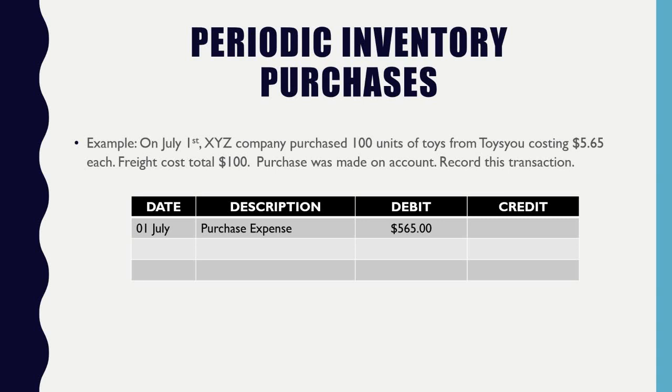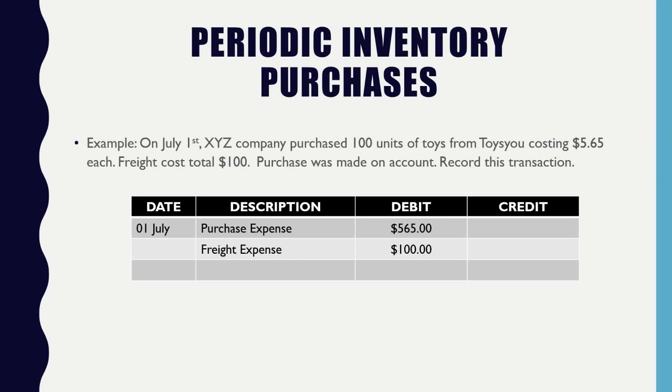Now, as mentioned before, we have a purchase expense account and we have a freight expense account. In this case, my purchase expense account, since we made a purchase of 100 toys, right? How much did it cost me? It cost me $5.65 per item. So $5.65 times 100 gives you $565.